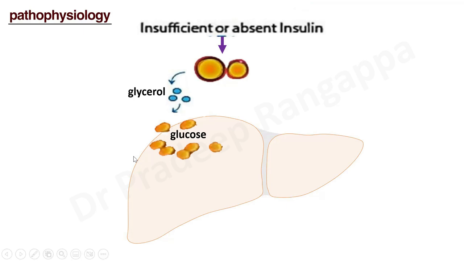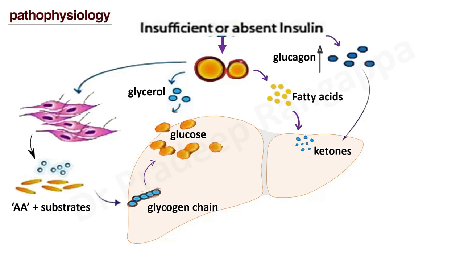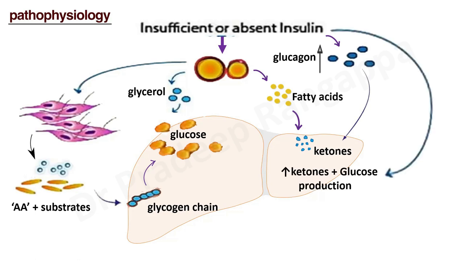Basically, in the whole pathophysiology, you'll see there are different constituents which are getting converted to glucose due to lack of insulin. The fat cells get broken down to fatty acids, which again get converted to ketones within the liver. In the muscle, there is a breakdown which produces amino acids and substrates, which leads to transport of this glycogen chain, and this glycogen chain gets converted into glucose within the liver. So the crux of this is there are different constituents getting converted to glucose in the liver: fatty acids converting to ketones, glycerol converting to glucose, and breakdown products of the muscle, amino acids, converting the glycogen chain to glucose. And there is an increase in glucagon, which also drives conversion into ketones. Insufficient or absent insulin per se produces increased ketones, and there is increased glucose production.